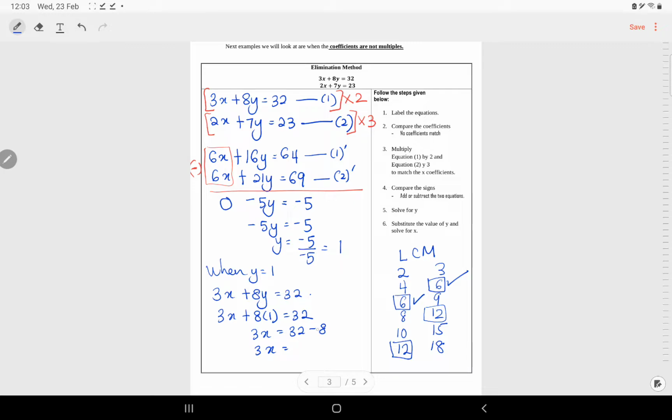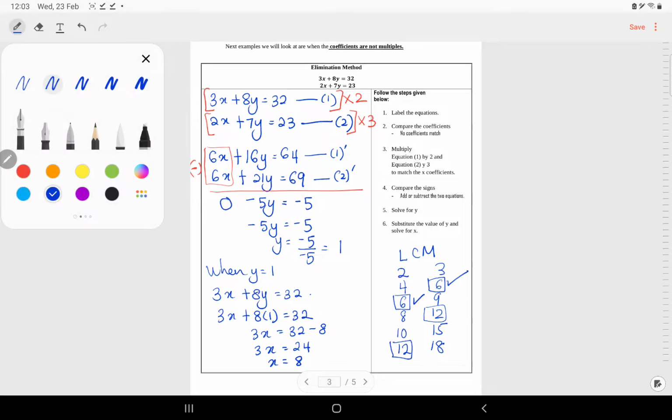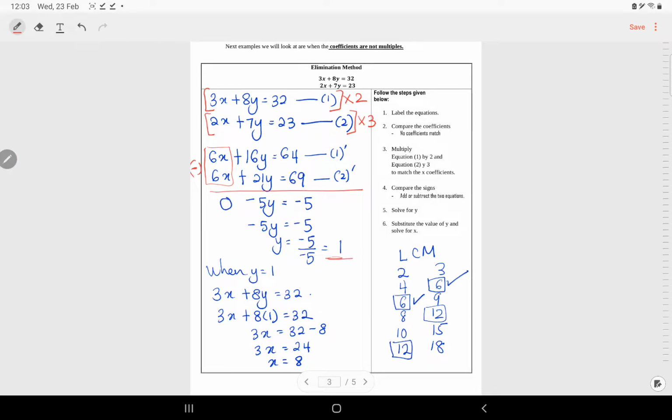So 32 minus 8, that should give me 24. So x equals 8. Okay, so we have obtained the answer: y equals 1, x equals 8.